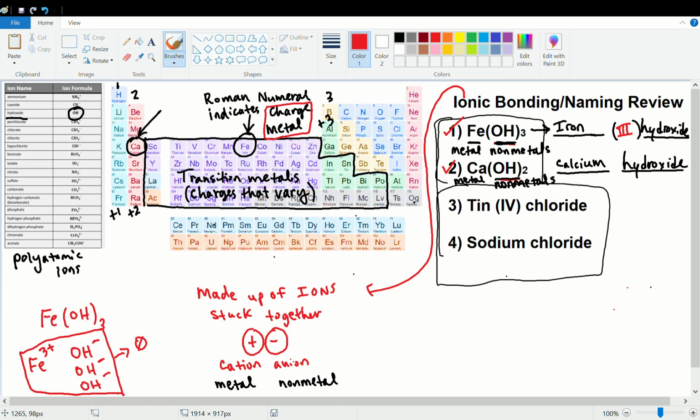So again, I'm going to do this in blue so that we can see a little bit of a difference here. I want you to go ahead and find tin and sodium on the periodic table. We notice that sodium is not a transition metal, but tin is, it's actually a post-transition metal. And so therefore we see that tin contains a Roman numeral while sodium does not. Okay, so remember that the Roman numeral tells me the charge of the tin. So the tin is actually +4.